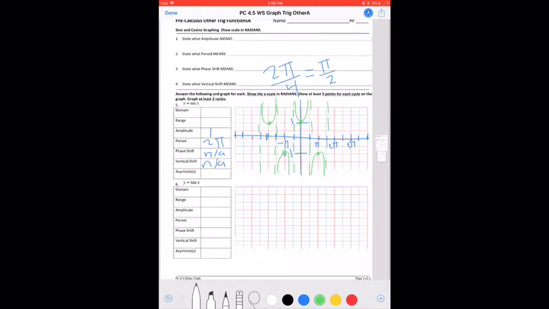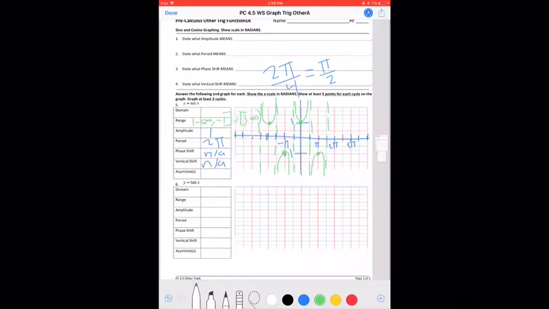So range, we can see here we would start at negative infinity, and then as I said in class, we go to d minus amplitude, so negative pi, union 1, and then we go to positive infinity.